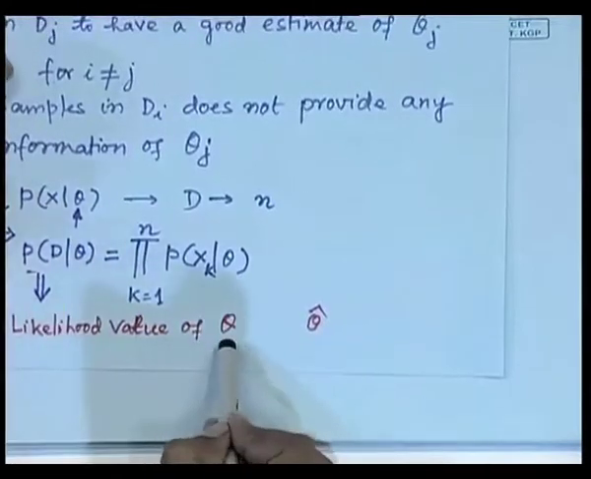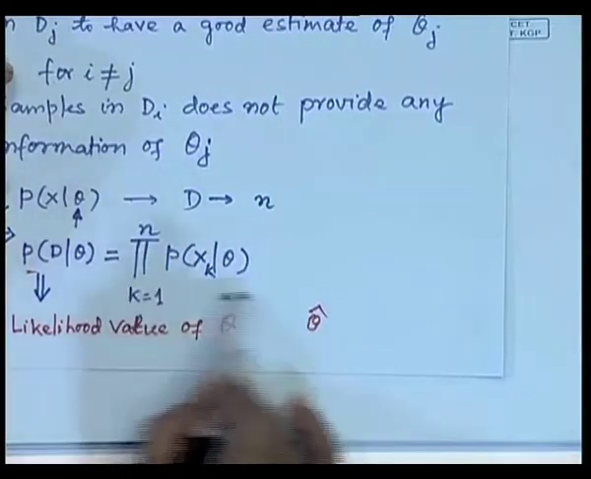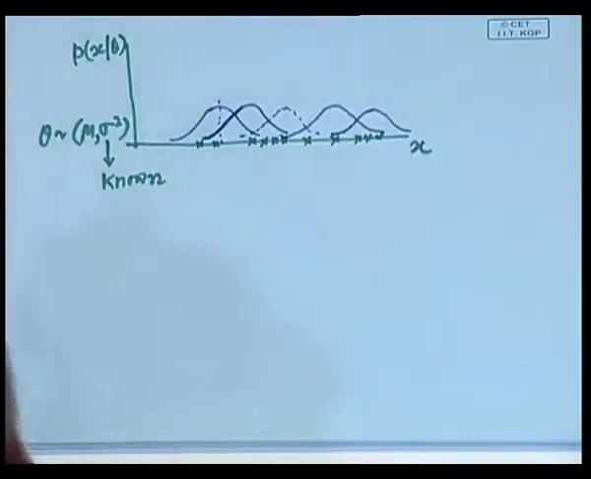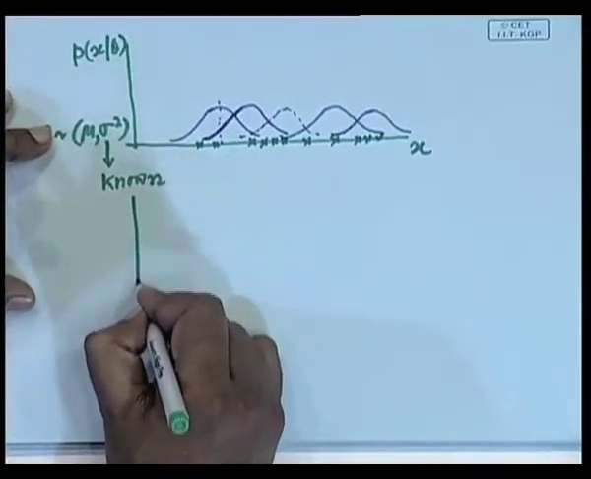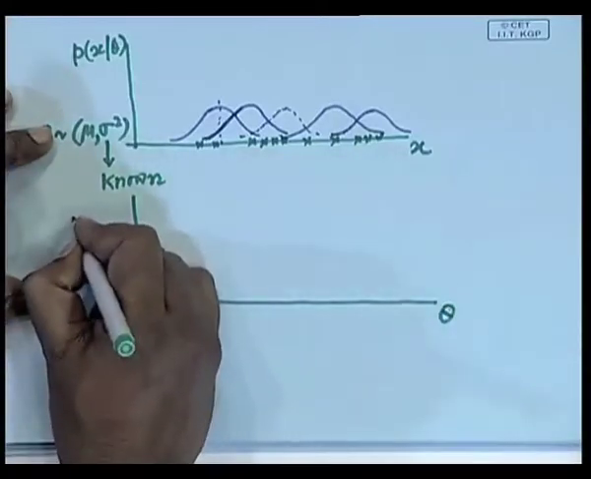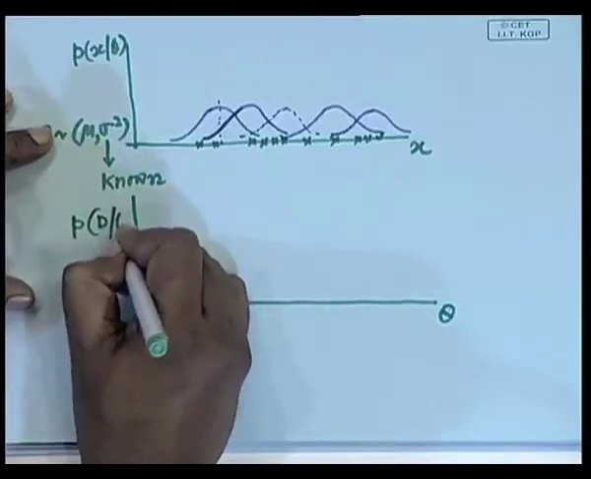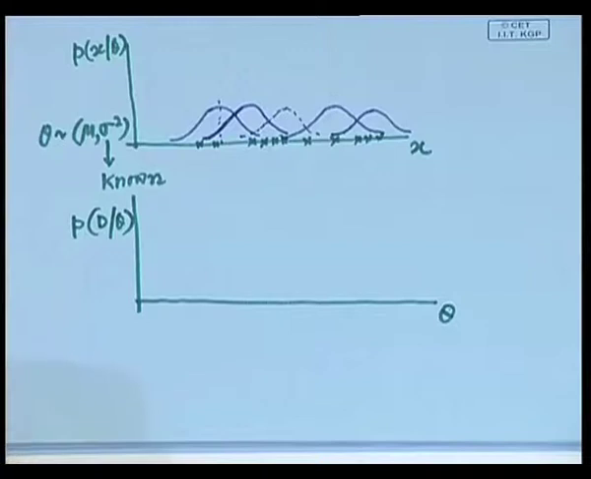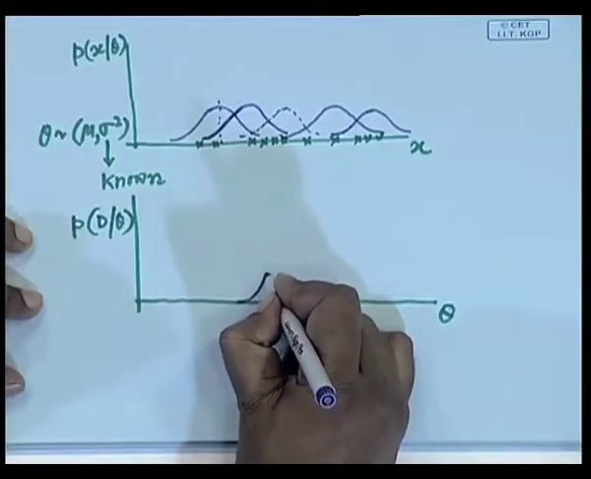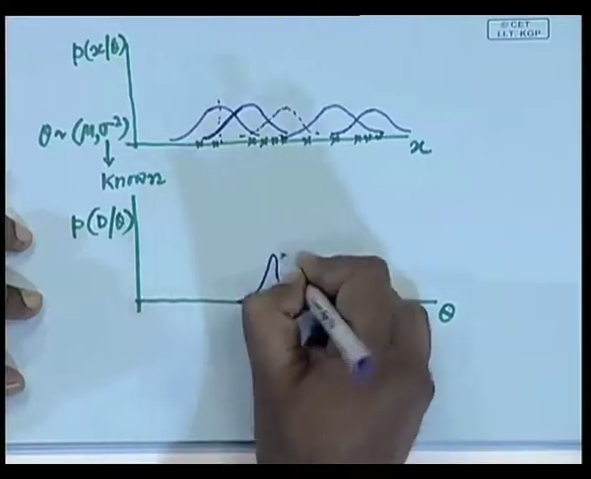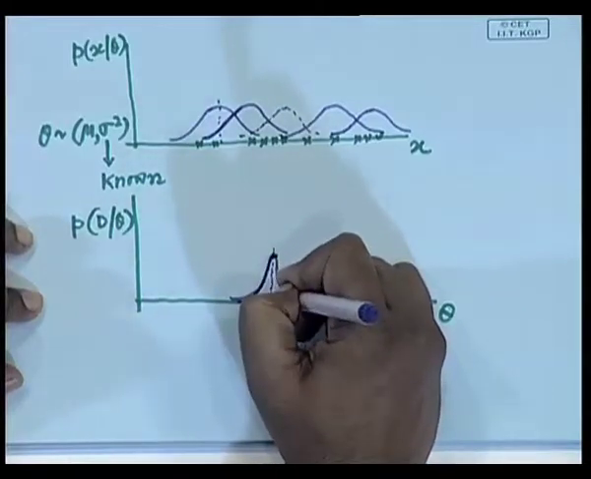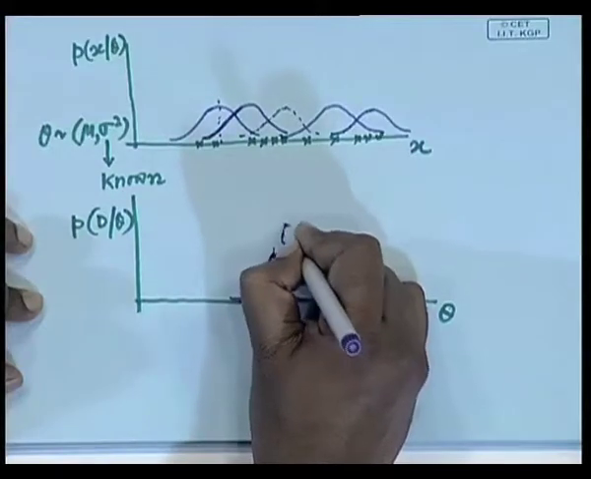And here for the likelihood value of theta, what I am taking is the product of all these different values. Okay. So, similarly, now I plot p(D given theta) with respect to theta. You will find that this plot will be something like this. And this will have a peak at theta equal to theta hat.